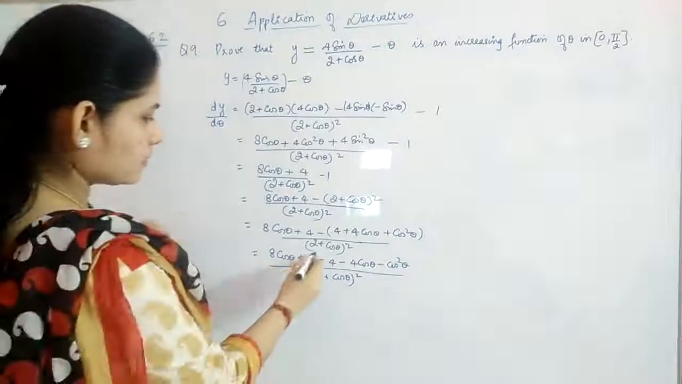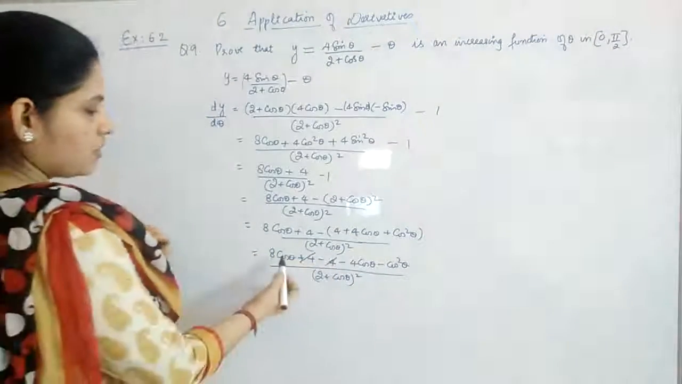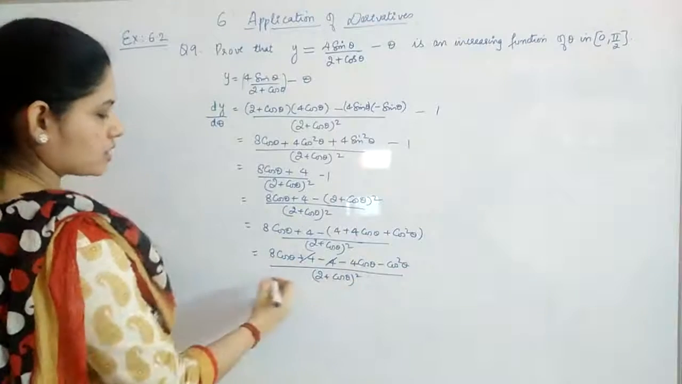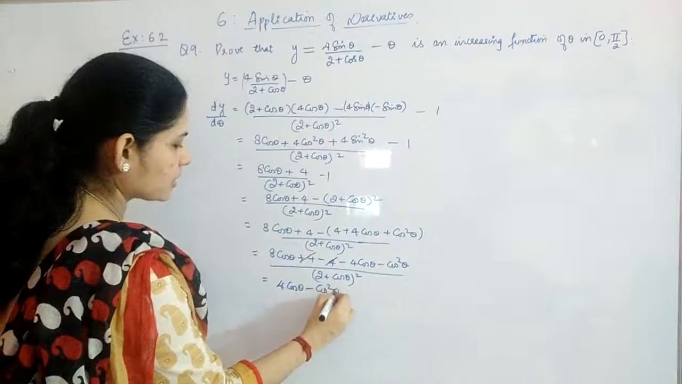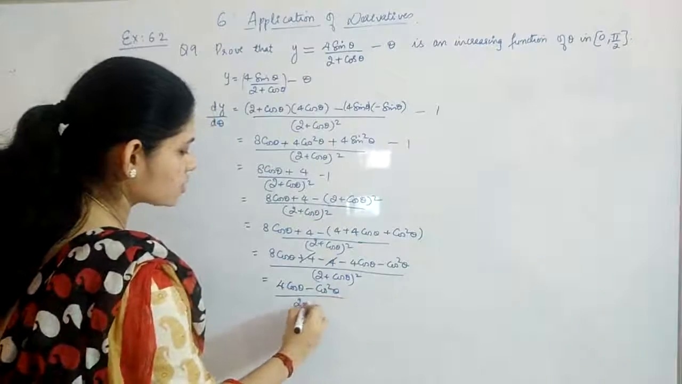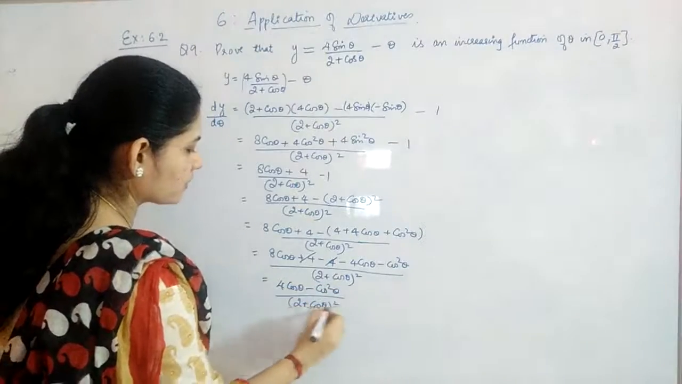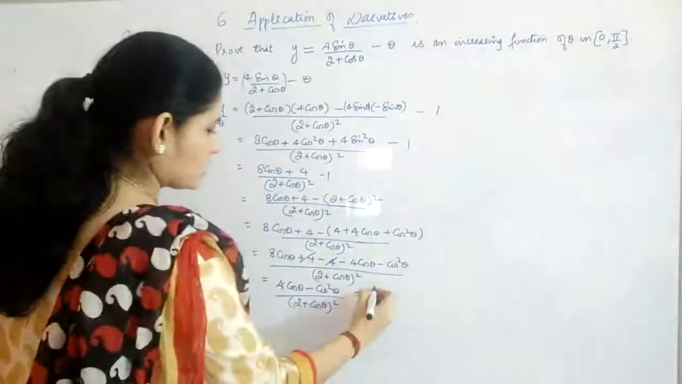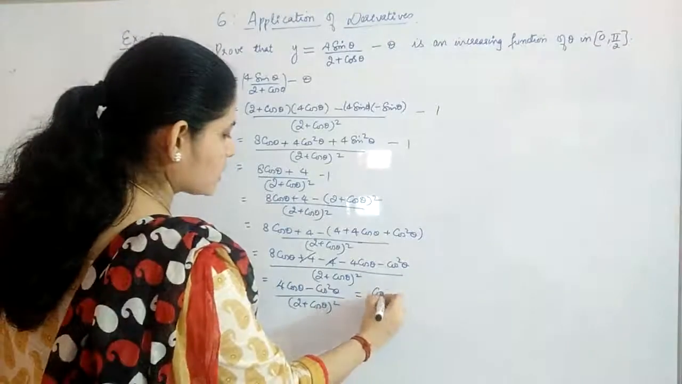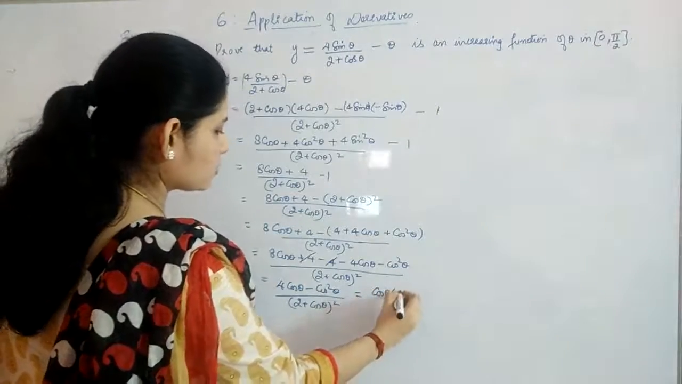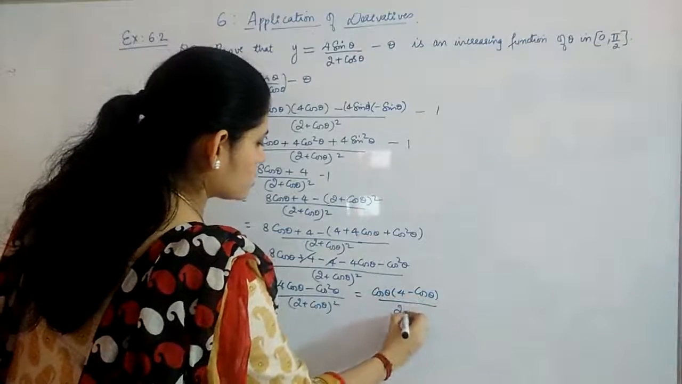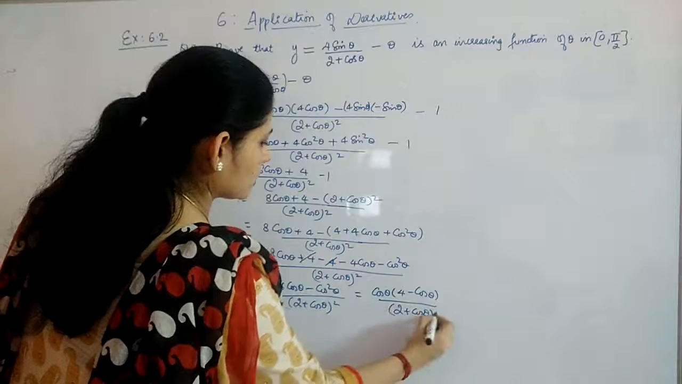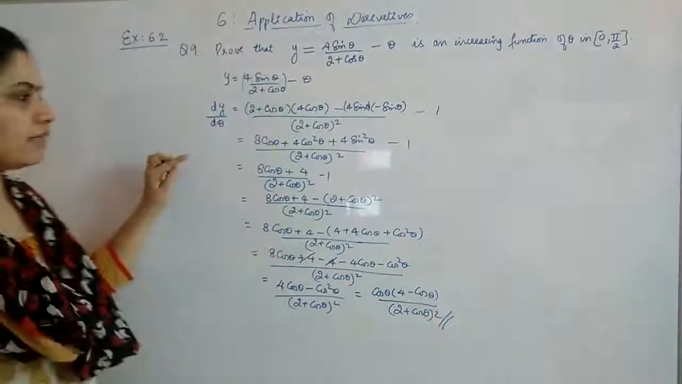Now here plus 4 and minus 4 will go. 8 cos theta minus 4 cos theta will give you 4 cos theta minus cos square theta, divided by 2 plus cos theta the whole square, which is, if you take common cos theta, cos theta into 4 minus cos theta, divided by 2 plus cos theta the whole square. So this much is your derivative.